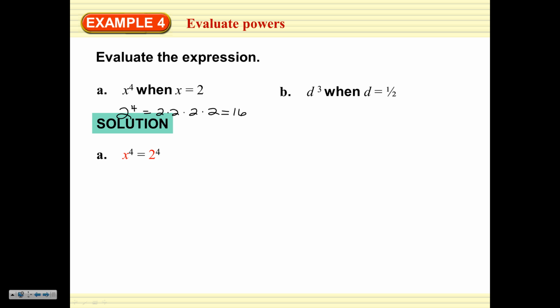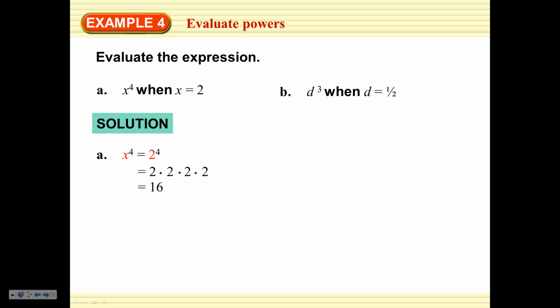Oh, they do have it written out. Sorry, my bad. So x to the fourth becomes 2 to the fourth because we substitute the 2. I'm just going to repeat. There it is written. And there's the result, 16. Okay? I'll erase this. All right, let's do problem B.